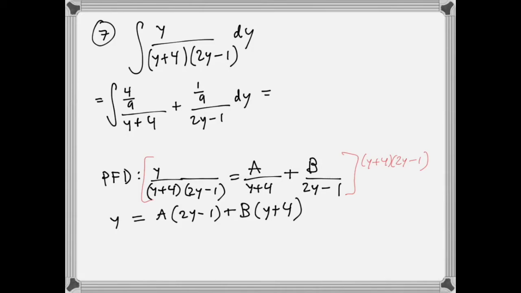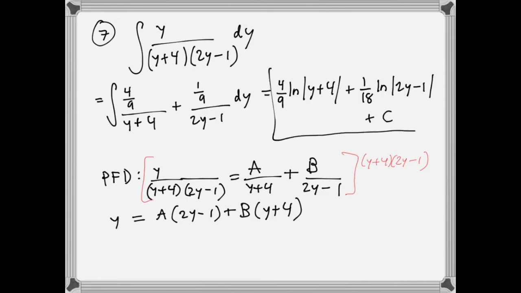Again, these are just linear pieces on the bottom, and so we can use our linear substitution trick. This is going to give us 4/9 the natural log of y plus 4 plus, now what's this next one going to be? It's 1/9, but then we have to divide by the slope, which is 2 at the bottom, so it becomes 1/18 times the natural log of 2y minus 1, and then plus c.